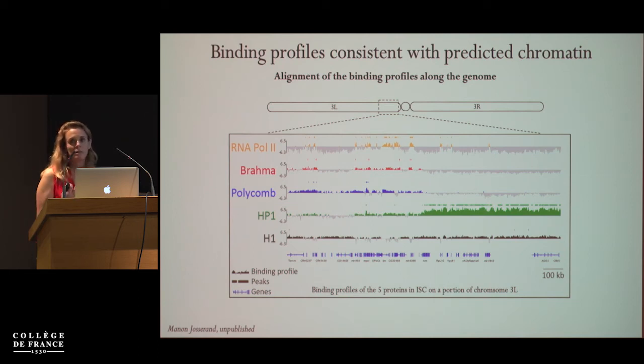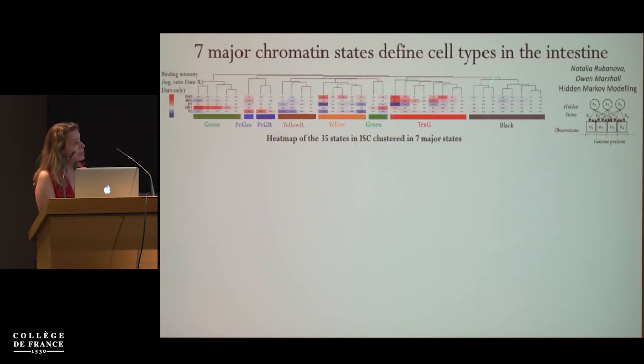So Manon, however, didn't want to just use the brute output of these data, but she wanted to, again, go back to a modeling approach. And for that, she teamed up with Natalia Rubanova, who has mathematical training and is a bioinformatician in the lab. And in collaboration with Owen Marshall at the University of Tasmania, they performed hidden Markov modeling on the binding of these factors in all of the cell types that we could profile. And I'm just showing you the 35-state model that we did in the intestinal stem cell, but we have the same data for the other cell types.